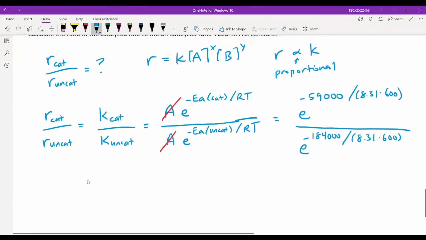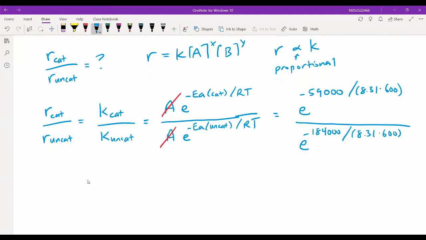Which one goes faster? Hopefully remember that the catalyzed rate's always going to be faster. And it's quite a bit faster. The answer comes out to be 8 times 10 to the 10. That's like 80 billion times faster.